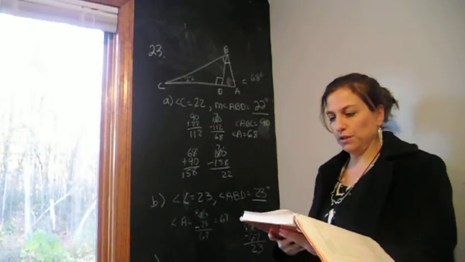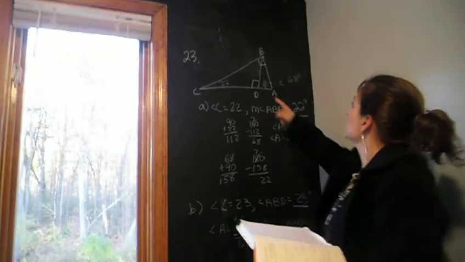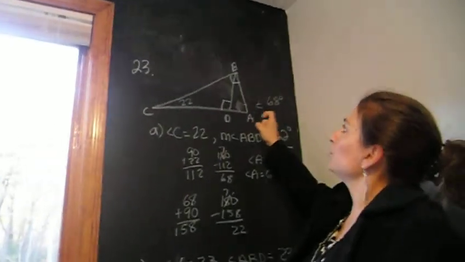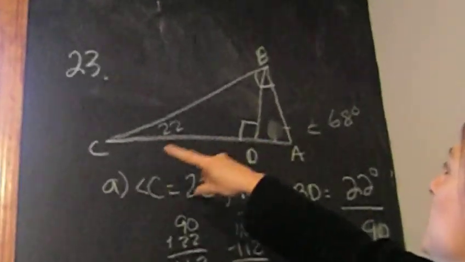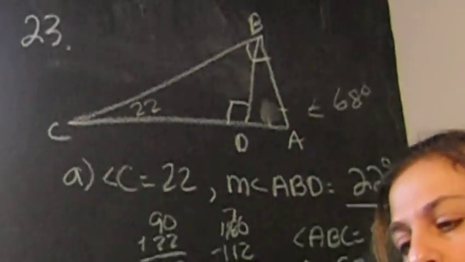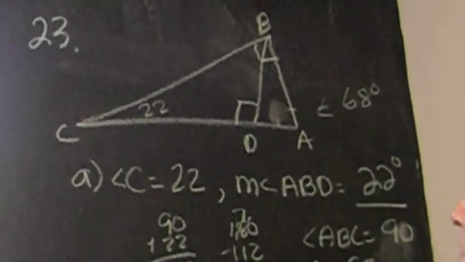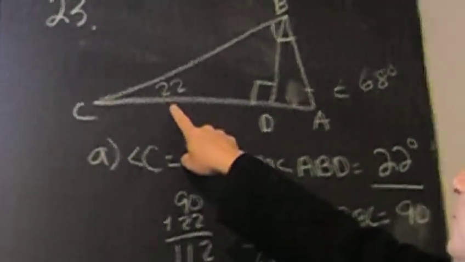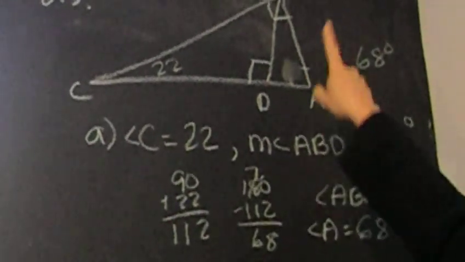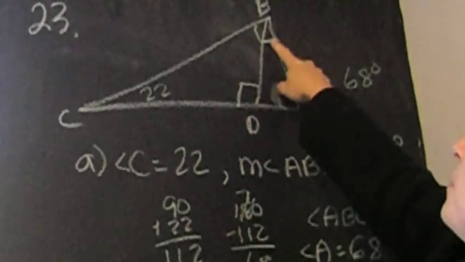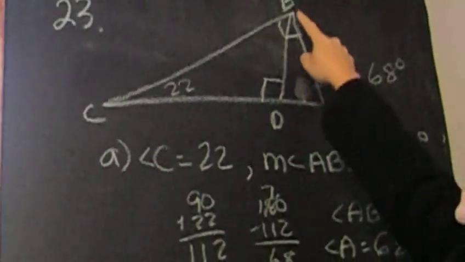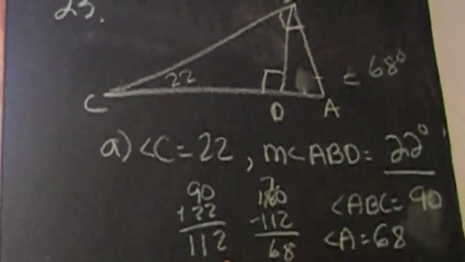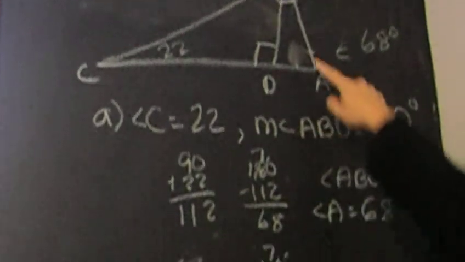Okay, so number 23, it said given AB is perpendicular to BC, and BD is perpendicular to AC. They gave you the measure of angle C equals 22, and you had to find ABC. Well, if these two are perpendicular, we know they're 90. So I could figure out A by going 90 plus 22 is 112. 180 minus 112 is 68.